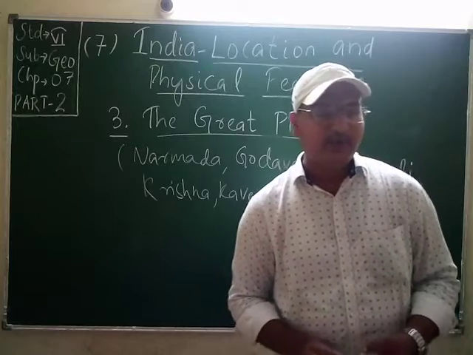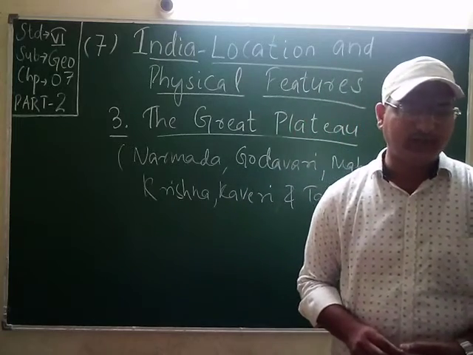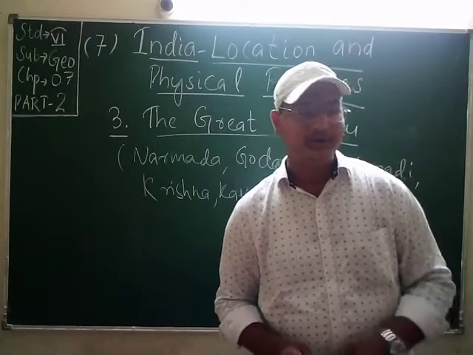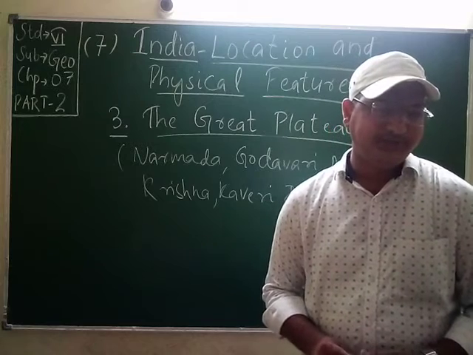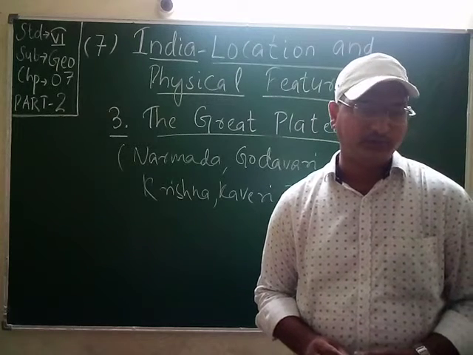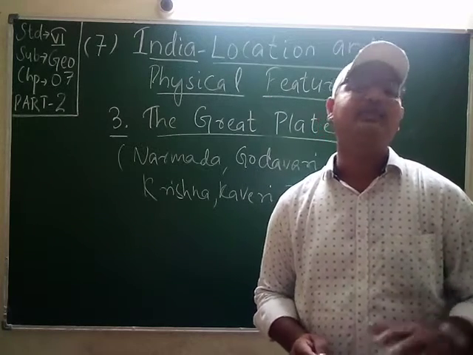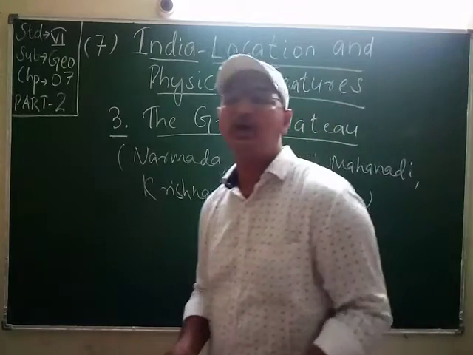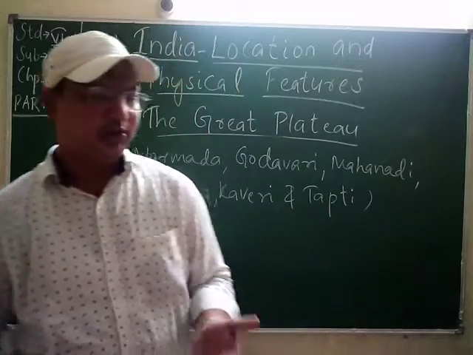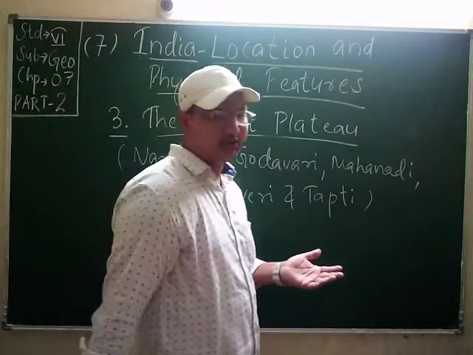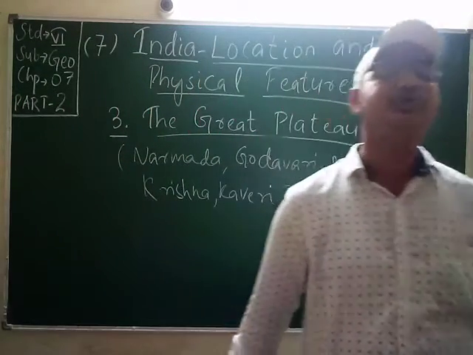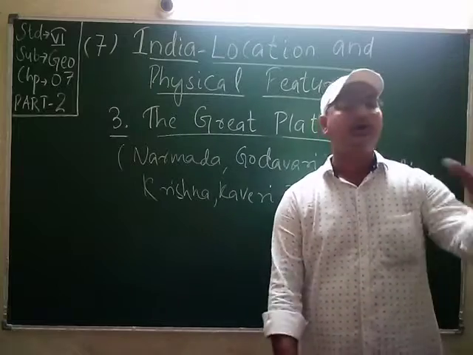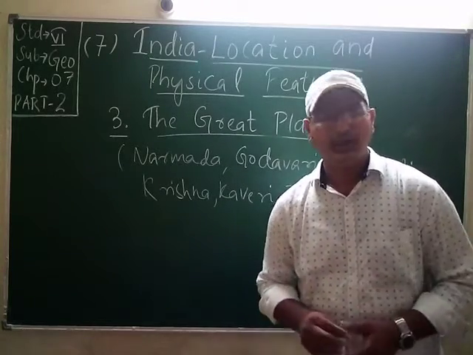Students, then the plateau tapers to the east. The Eastern Ghats are low hills at the eastern edge of the plateau. The western side has sharp elevations called the Sahyadris or the Western Ghats. Students, these are small mountains, a long and continuous hill range bordering the western coastline of India. The Western Ghats run along the western coastline of India.